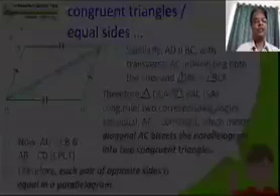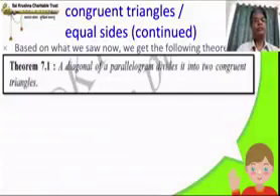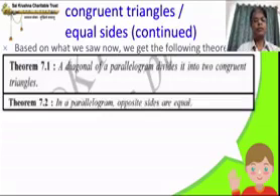Let's move to the next page. Based on what we saw now, we get the following theorems. 7.1, a diagonal of a parallelogram divides it into two congruent triangles. That's what we saw in the previous page. 7.2, in a parallelogram, opposite sides are equal. Correct? These two we have proved in the previous page.